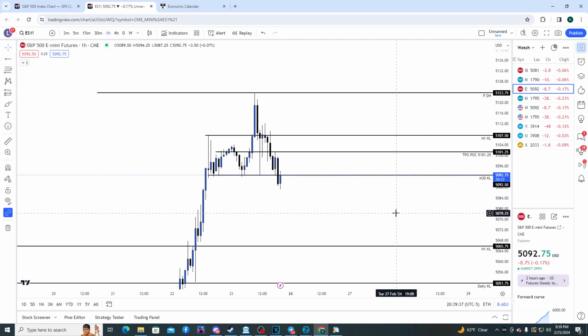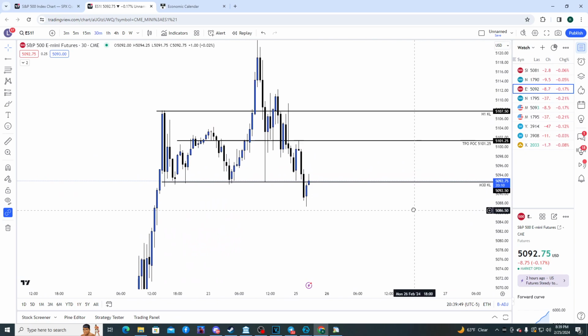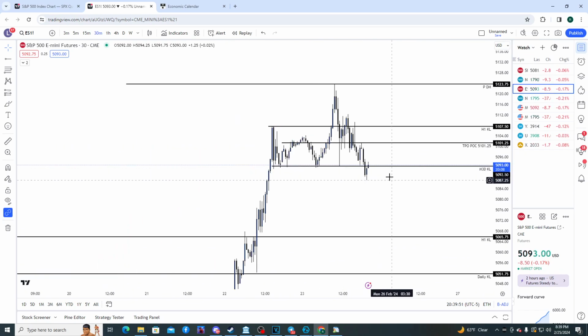Now, when it comes to key levels, we have this 30-minute key level at 50.92. We also have 51.07, 51.25, and 50.65. Tomorrow, I'm going to be looking to see if price action is still inside of this area. What are we going to do after the open?